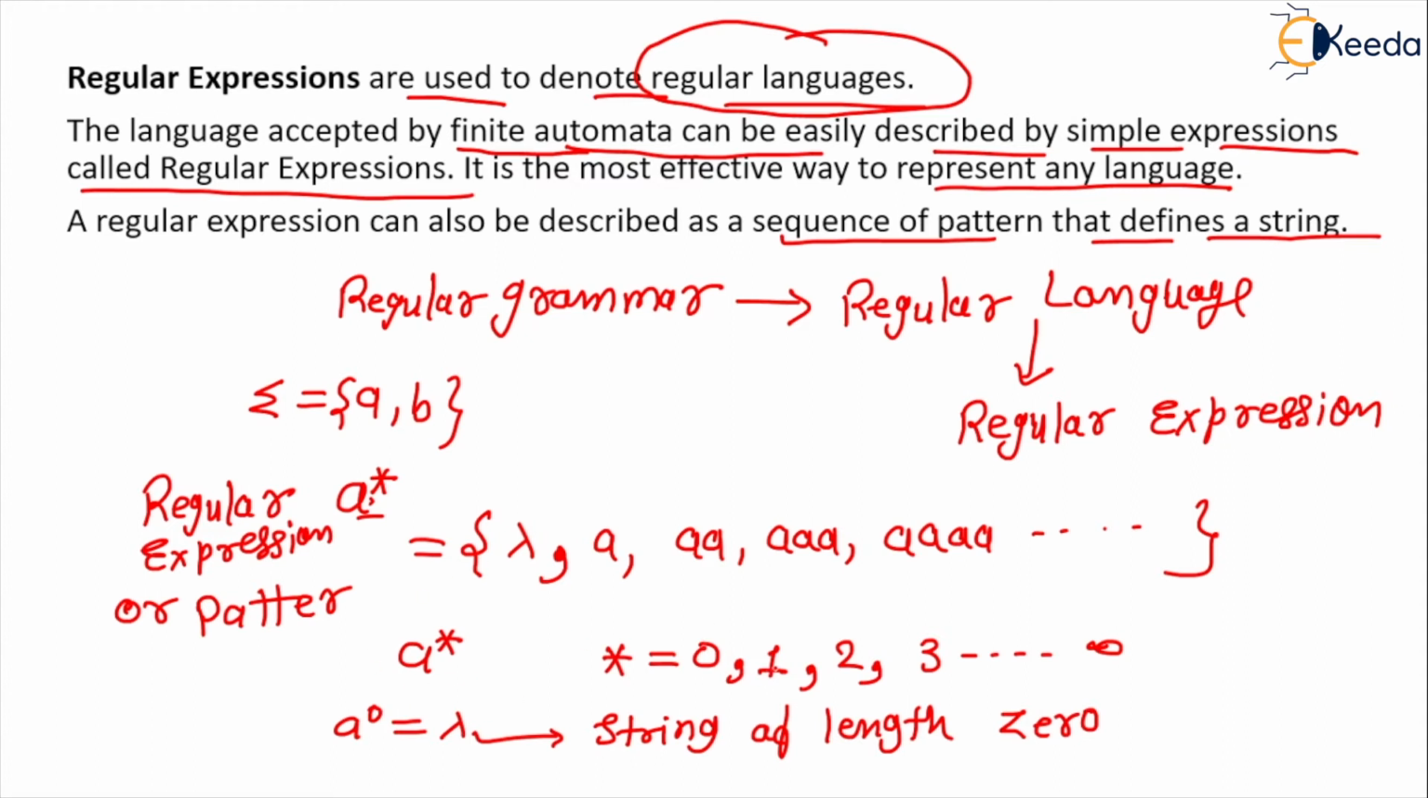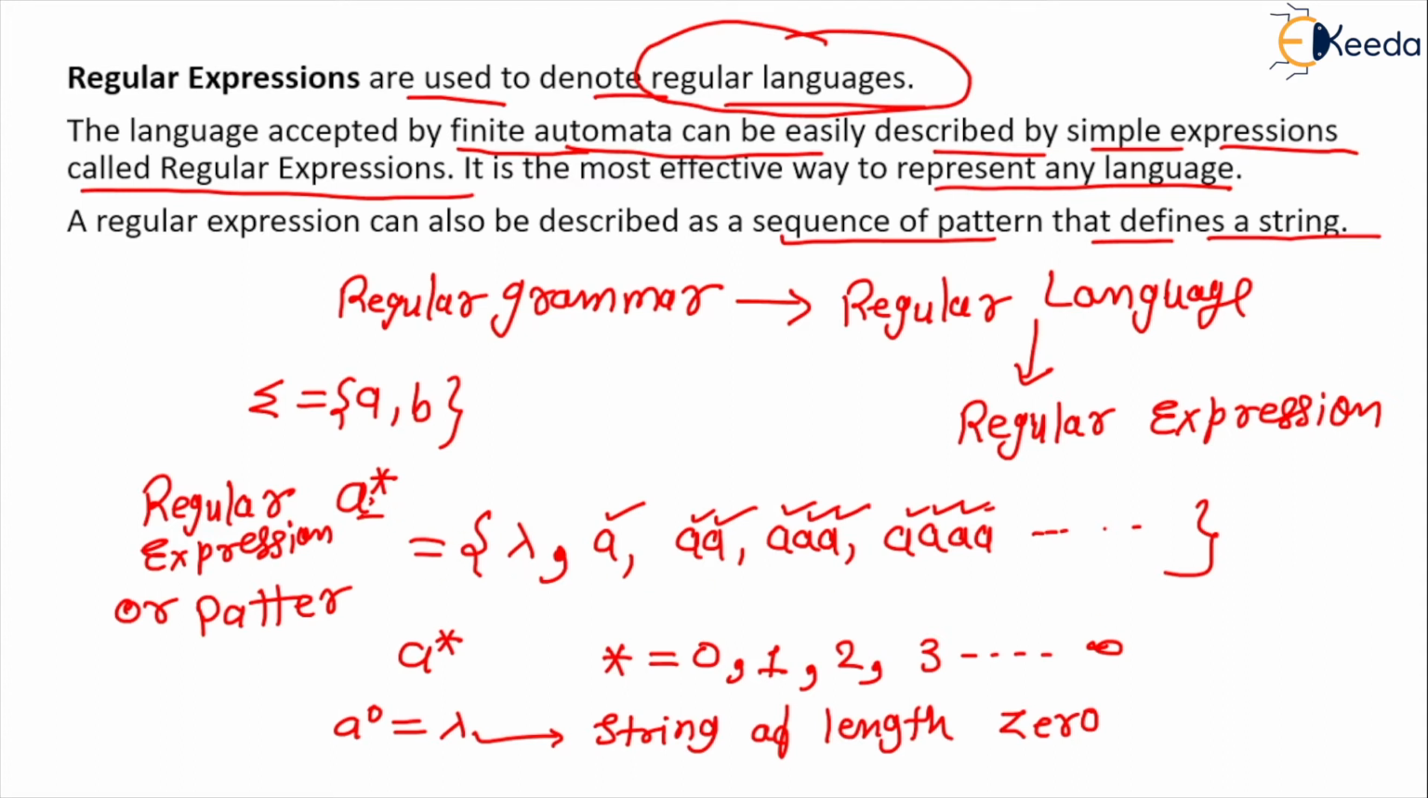Now next, if you put the value 1 in place of star, then it is A power 1, that is the term single A. When you put star equal to 2, then the term is double A. When star equals 3, the term is triple A. When star equals 4, that is 4A, and so on. So that is a regular expression, a term, a pattern, and the set of strings of this regular expression is this. Got it?